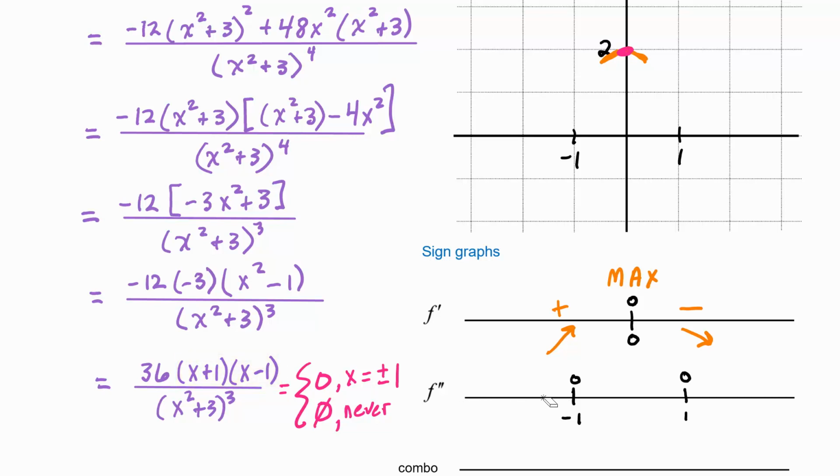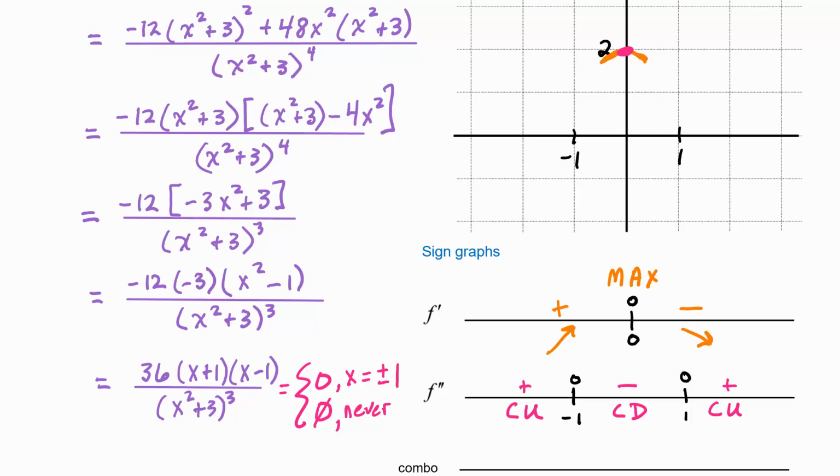If we pick a test point of negative 2, then we would have a negative times a negative, which is a positive, which means the graph is going to be concave up. In this region, we have a test point of 0, and we would have a positive times a negative, which is negative, so the graph is concave down. Over here we have a test point of 2, so we have a positive times a positive is positive, so it will be concave up.